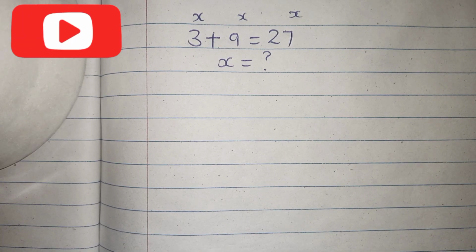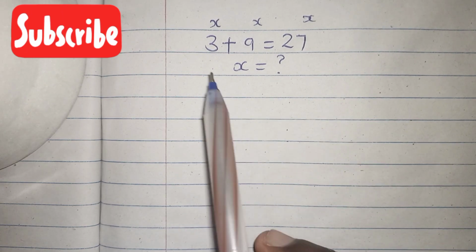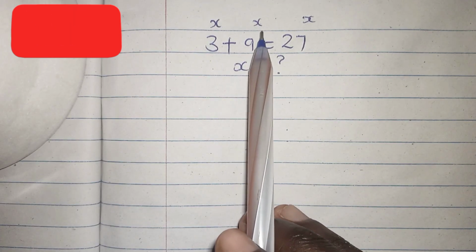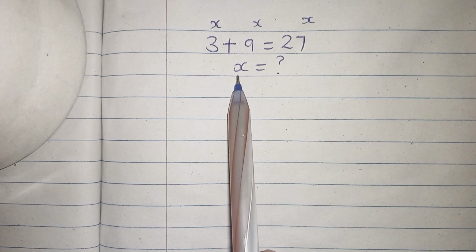So today I'm bringing you this nice exponential equation that I want us to solve for the value of x when given 3 to the power of x plus 9 to the power of x is equal to 27 to the power of x. What is the value of x?